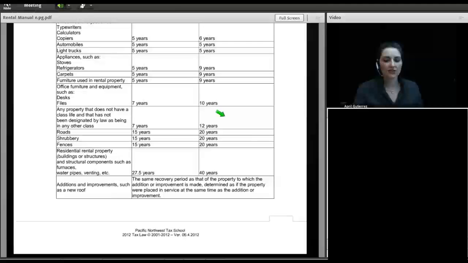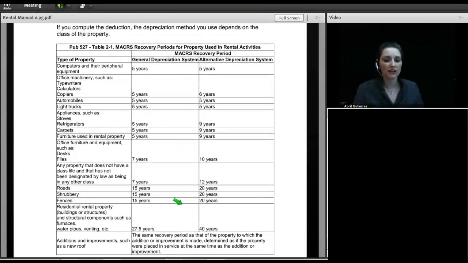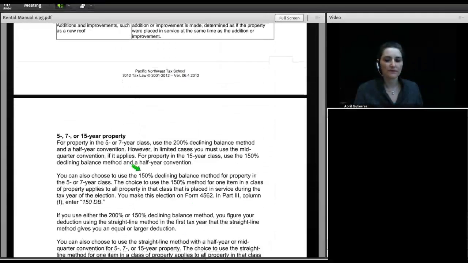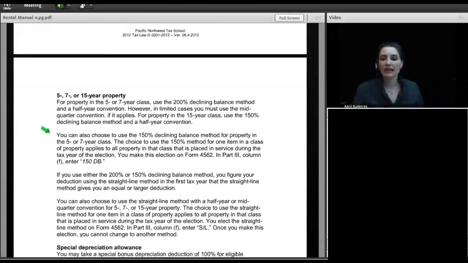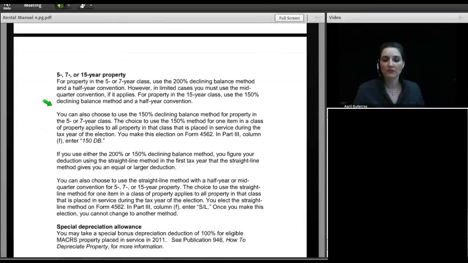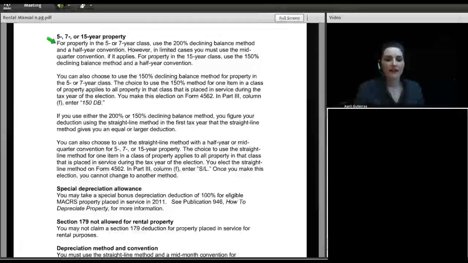Unless you're depreciating under ADS, which is 12 years. ADS would apply to any foreign rental property. So if you have a rental property outside of the United States, you must depreciate under ADS, in which case most property is 12 years and the structure itself is 40 years. Shrubbery is depreciable or not depreciable depending on whether it's adjacent to the home or separate from the home. 5, 7, or 15-year property.